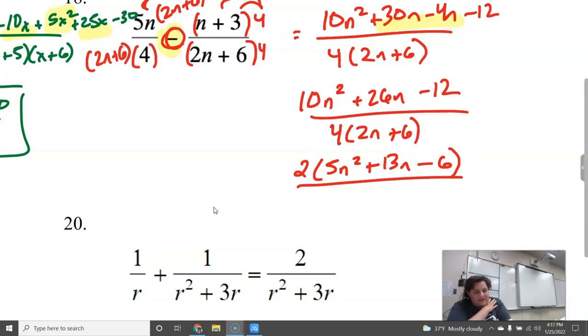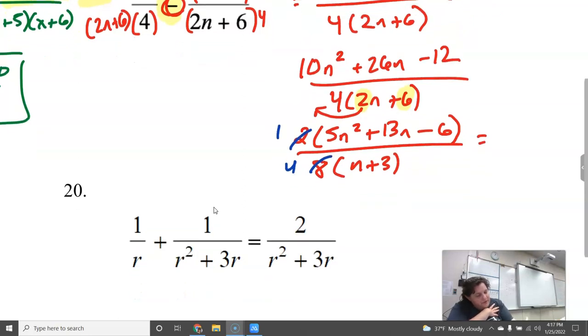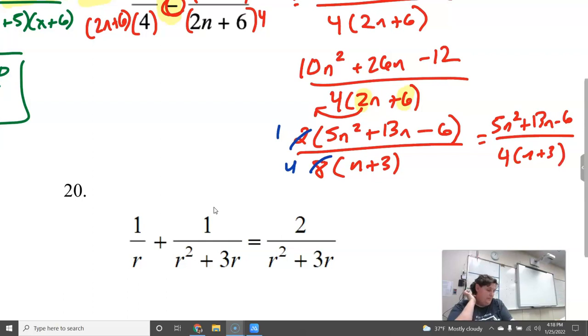And technically, you guys, I'll just tell you this. If you didn't do this, it's okay. But you can take a 2 out of the bottom as well. Now, when I take it out, if I take a 2 out and put it with the 4, that's going to give me an 8 on the outside. Okay? And then 2 and 8 will cancel to 1 and 4. All right? And I get 5n squared plus 13n minus 6 over 4n plus 3. Okay?